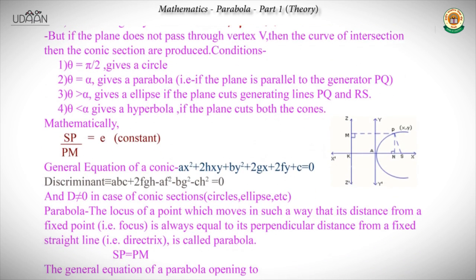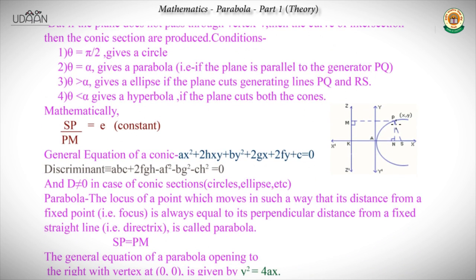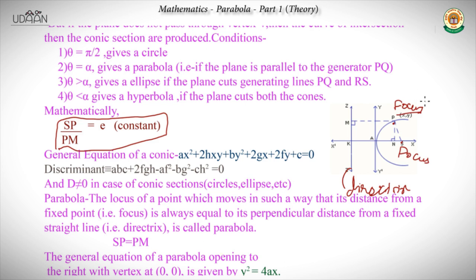Next, mathematically, if you try to write that the distance of a point from a fixed point and the perpendicular distance from a fixed line are in a constant ratio, it is of this form. If we assume S as the focus, this is the directrix. So let's label them in our diagram. This is the focus. SP by PM equals e, which is a constant.